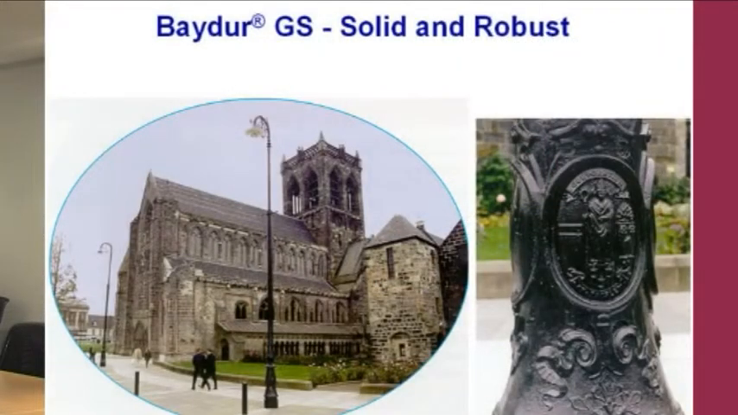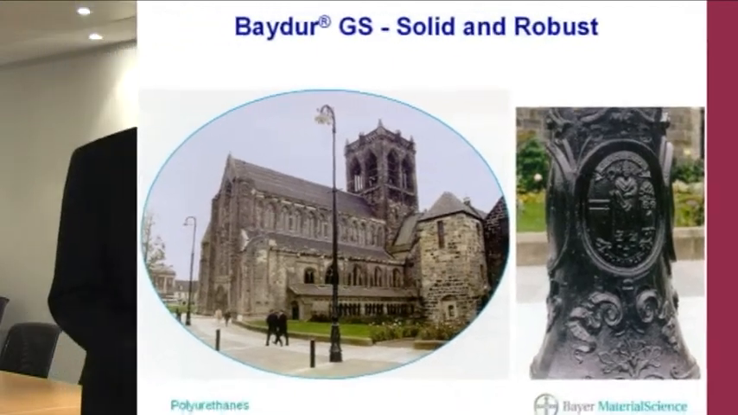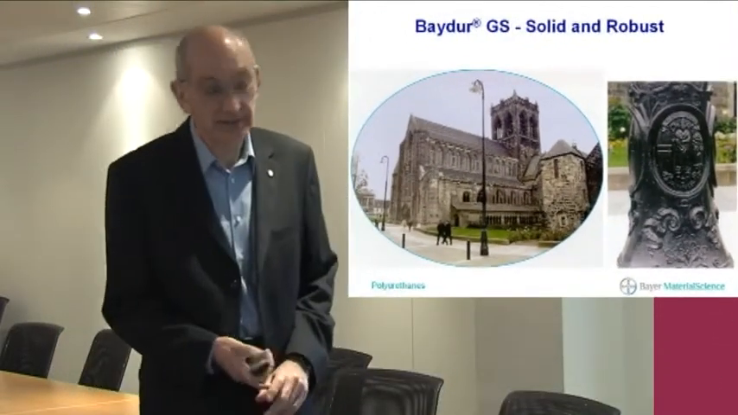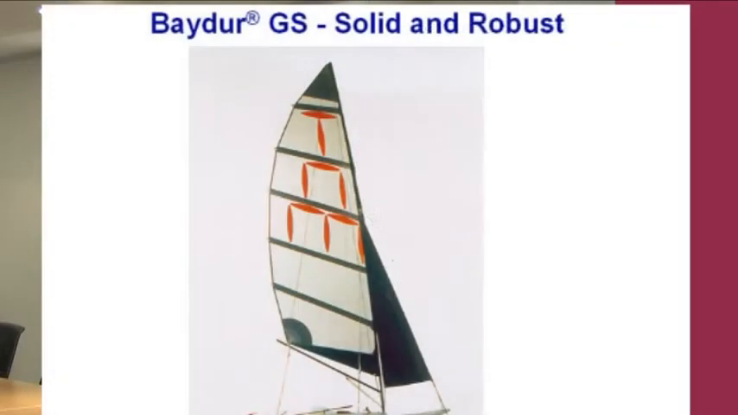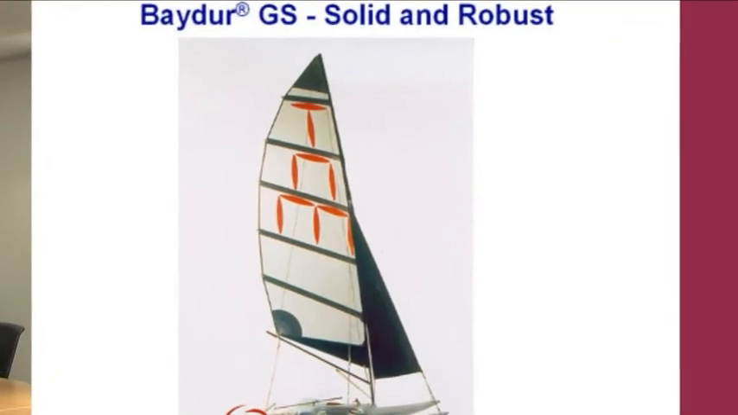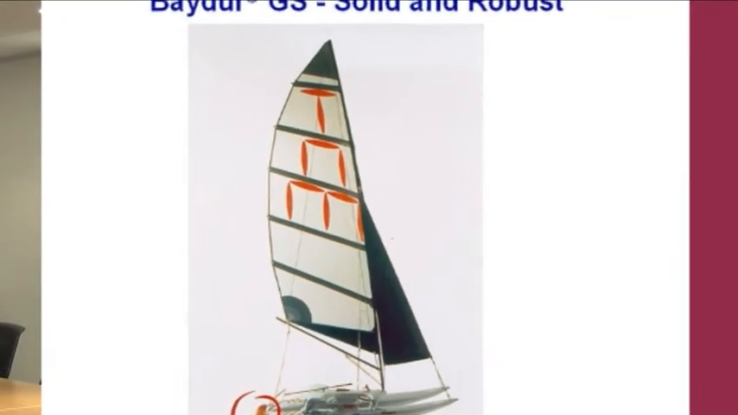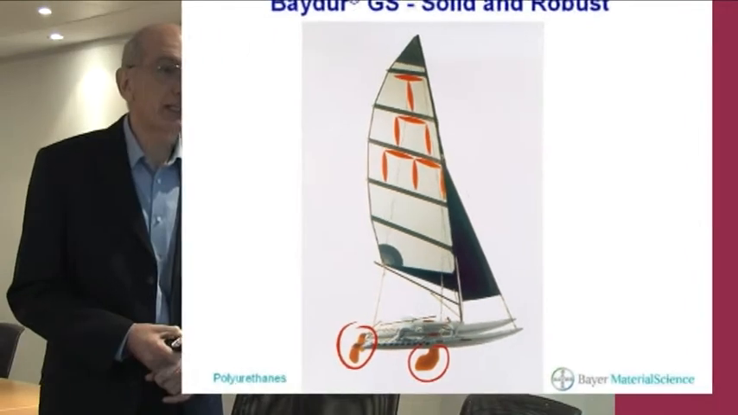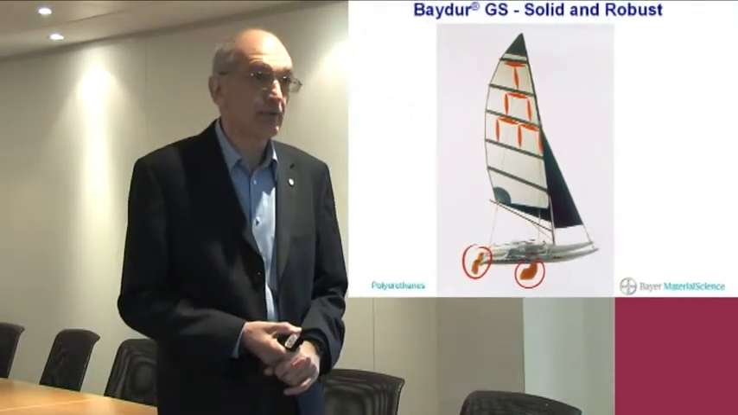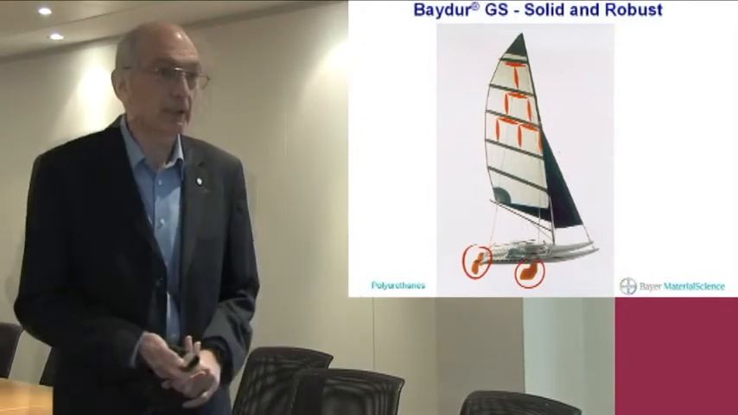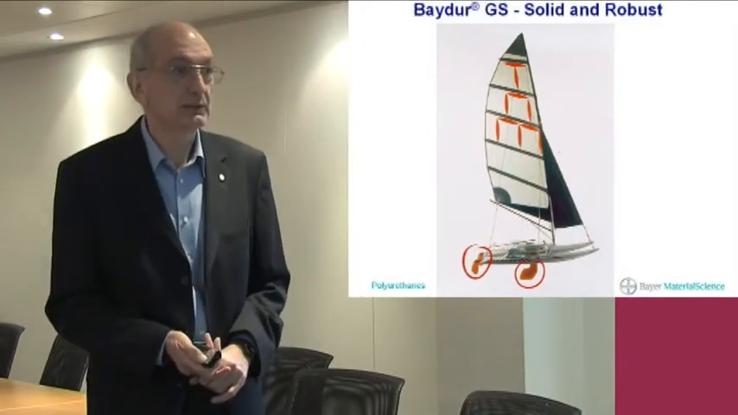Baydur GS can be used as a cast iron replacement for street furniture, as in this example. And finally, an example of the use of Baydur GS from Italy. The keel and the rudder of this small boat are made in Baydur GS.